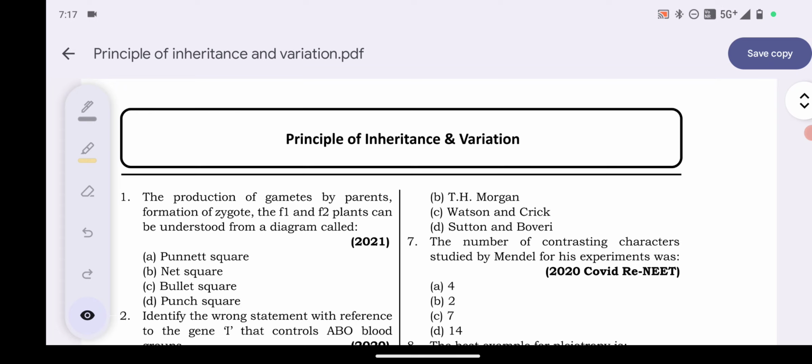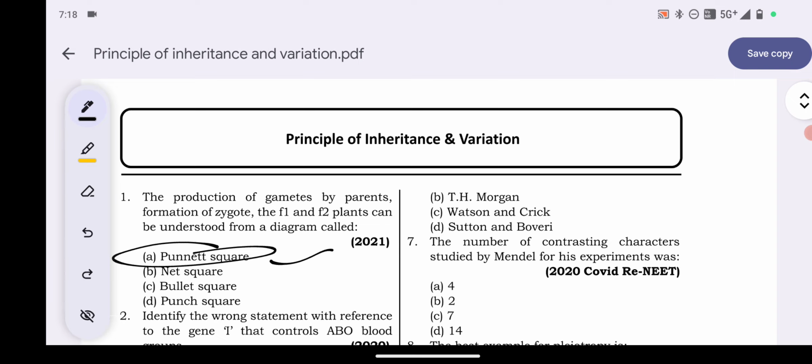First one. The production of gametes by parents, formation of zygote, the F1 and F2 plant can be understood from a diagram called option A Punnett square, option B net square, option C bullet square, option D pulse square. So simply we can understand the diagram regarding inheritance and variations by a square that is called option A Punnett square.